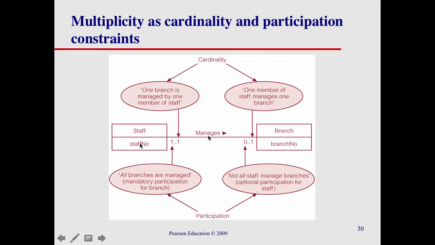This is the manager's relationship. So what it's saying is that a branch is managed by exactly one staff member, and a staff member manages either zero branches or a maximum of one branch. So the multiplicity gives the number of occurrences of an entity in a single relationship occurrence. So in a single manages occurrence, there can be a minimum of one staff member and a maximum of one. So we must have a staff member managing a branch.